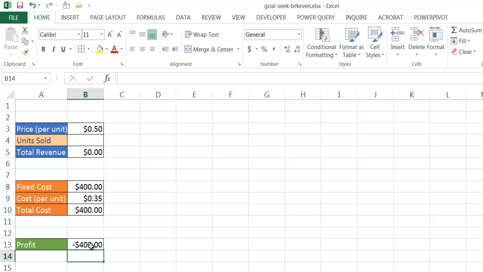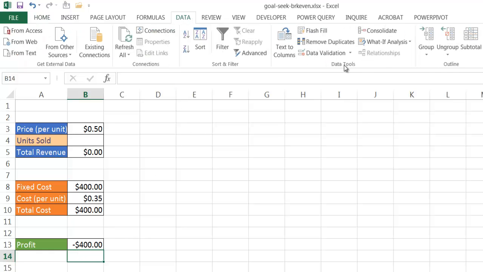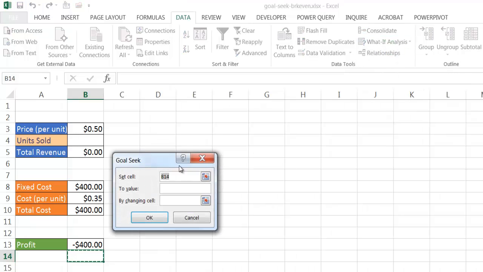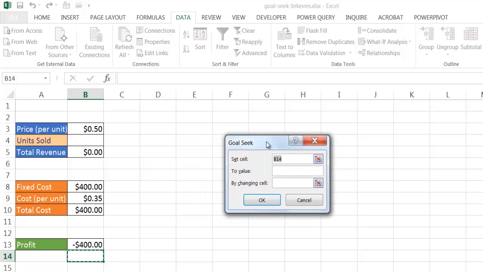If I use the Goal Seek feature, it can tell us. What I can do is go under the Data tab, under Data Tools, go under What-If Analysis, and select Goal Seek. Goal Seek just takes three arguments. What do I want to set? Which cell do I want to set? I want to set this cell to zero, because that's going to be my break-even analysis.